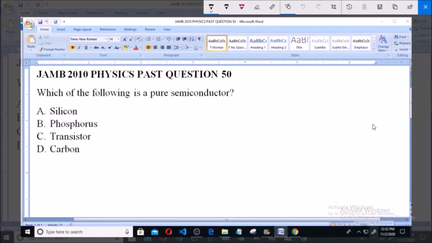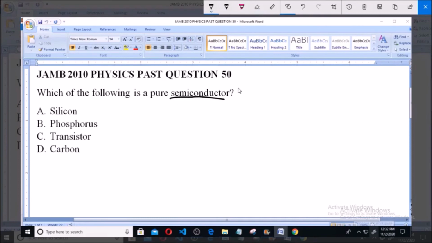Hello and welcome. I will be answering Jamb 2010 Physics Past Question 50. Which of the following is a pure semiconductor? A. Silicon, B. Phosphorus, C. Transistor, D. Carbon. So we are asked for which one amongst the options is a pure semiconductor.